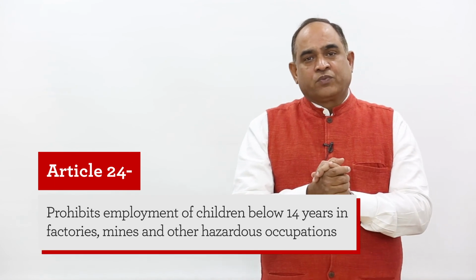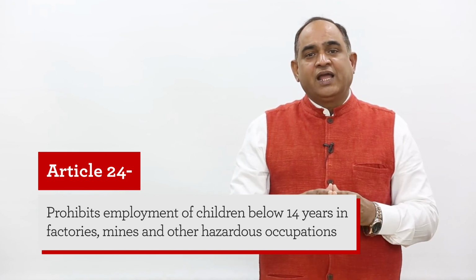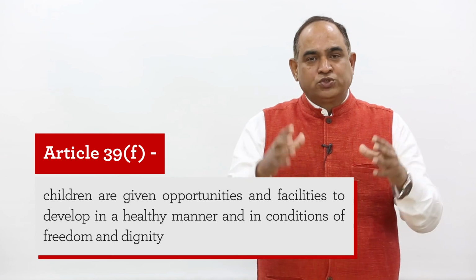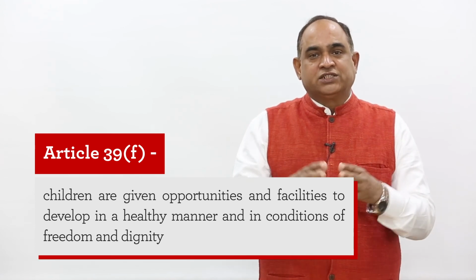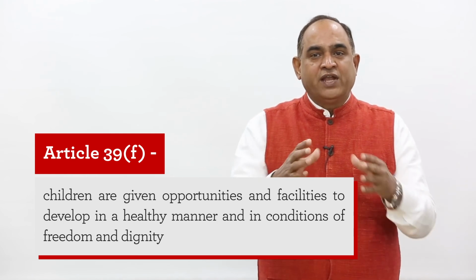In addition to Article 21A, Article 23 of the Constitution prohibits trafficking in human beings and also forced labor. And Article 24 of the Constitution prohibits employment of children in factories, mines, and any other hazardous occupations. These three articles, 21A, 23 and 24, are in Part 3 of the Constitution dealing with the fundamental rights. And if you take up Part 4 of the Constitution dealing with the directive principles of state policy, Article 39(f) in particular provides that children should be given opportunities and other conditions to enable them to develop in a healthy manner in conditions of freedom and dignity.